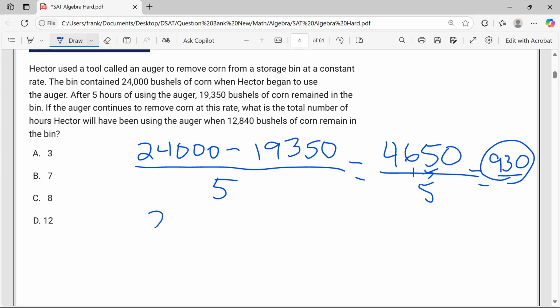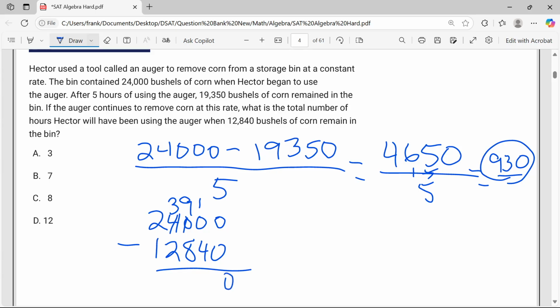So it's 24,000. That's the initial amount. Minus 12,840. That's the final amount. I want to find out how many hours to get to 12,840. And that's 11,160. So divide that by 930.